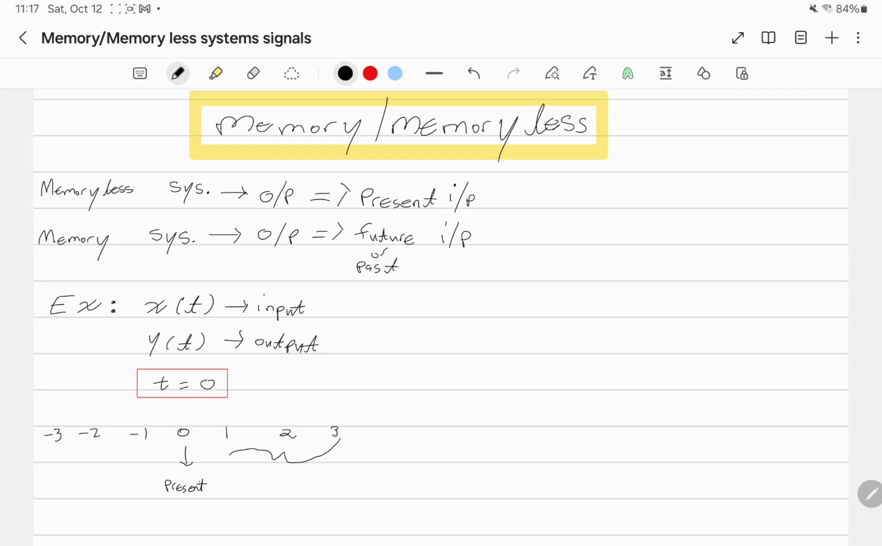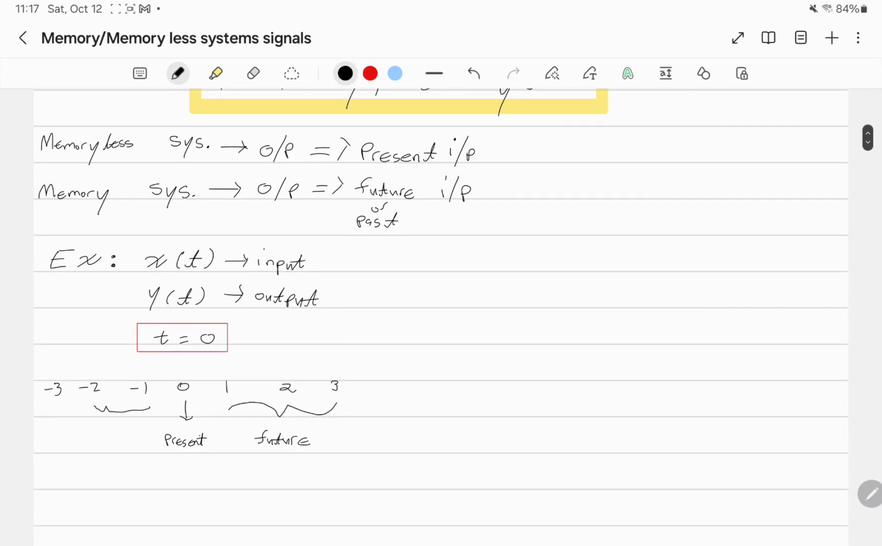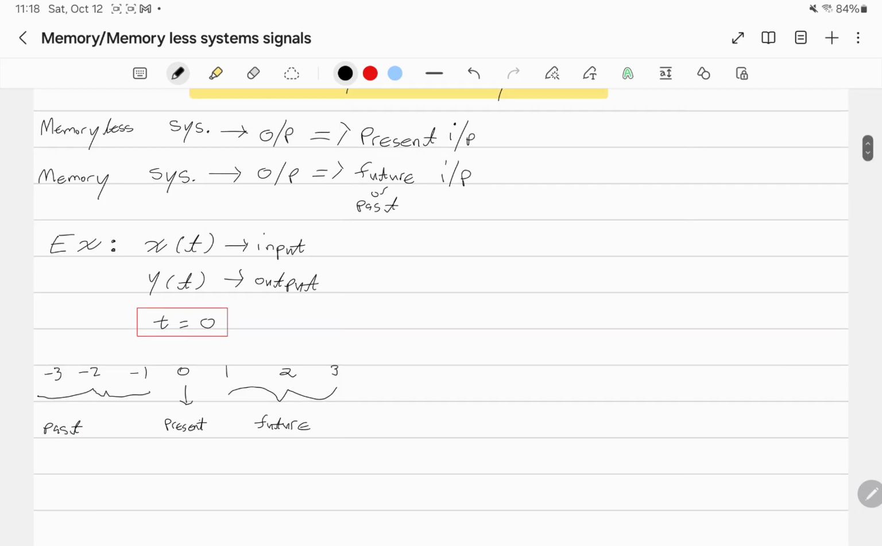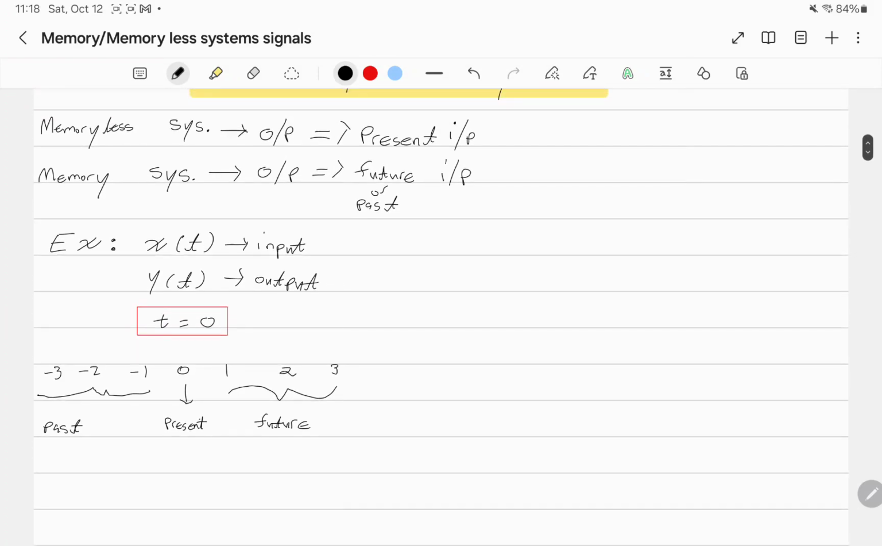However, 1, 2, 3, or anything above 0 would be the future values, and anything before that will be our past values. So you kind of see where I'm going with this, or how I'm going to be doing this.